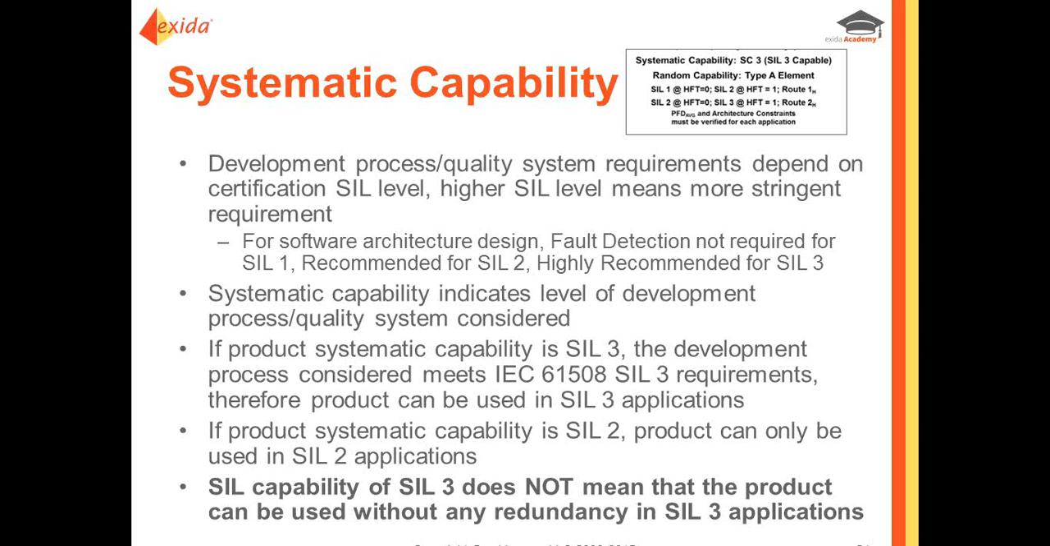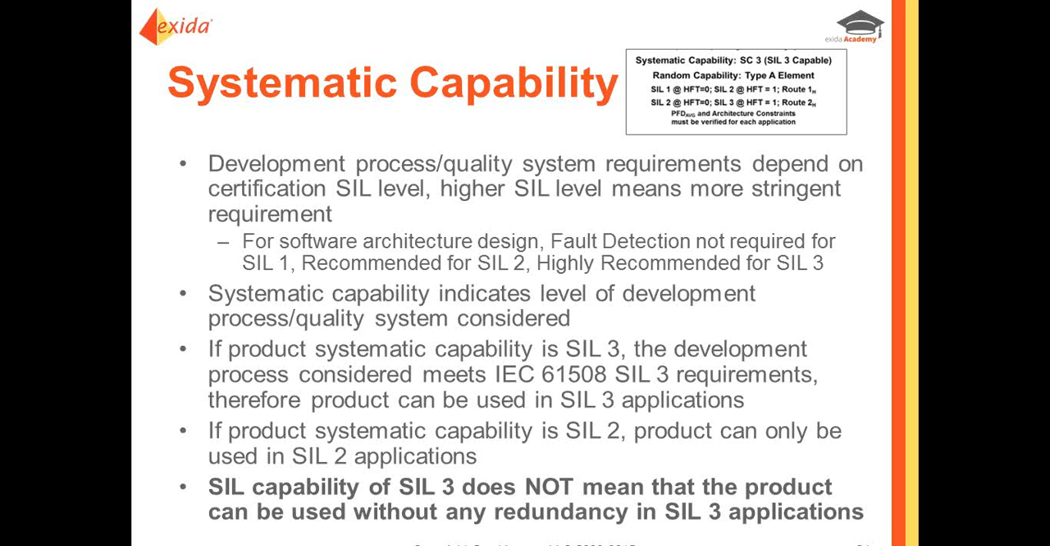The systematic capability indicates the level of development of the process and the quality systems considered. For example, if a product's systematic capability is SIL 3, the development process considered meets IEC 61508 SIL 3 requirements. Therefore, the product can be used in SIL 3 applications. It can be used in SIL 2 applications, and it can be used in SIL 1 applications. But if the product is only systematic capability SIL 2, the product can be used in SIL 2 applications and SIL 1 applications. It cannot be used in SIL 3 applications.